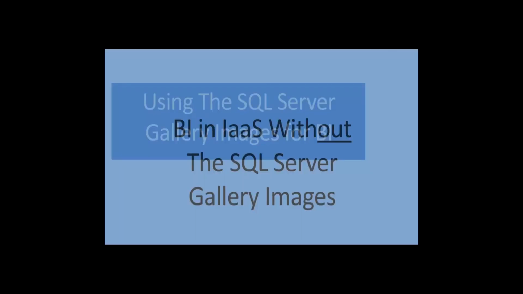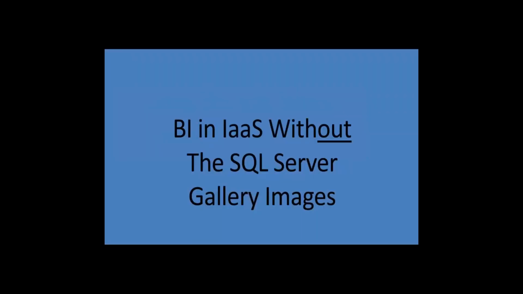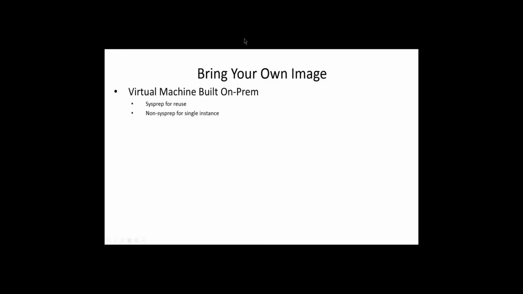So you can actually use BI in the cloud without the gallery images. That's right. We'll call it Bring Your Own Image, BYOI. You can take a virtual machine that you've pre-built on site, and you can run a sysprep on it to reuse it. You can actually use non-sysprep images if you only have a single instance that you're running out there. But basically, you can prep them using sysprep and upload them out to your Azure VM. You're just moving the virtual hard drive, the VHD file, out to your Azure site.